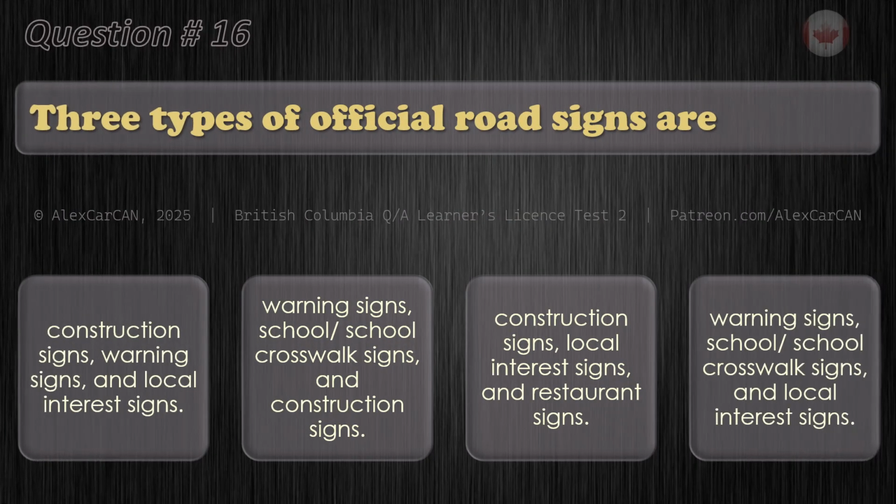Question number 16. 3 types of official road signs are construction signs, warning signs, and local interest signs. Warning signs, school/school crosswalk signs, and construction signs. Construction signs, local interest signs, and restaurant signs. Warning signs, school/school crosswalk signs, and local interest signs.